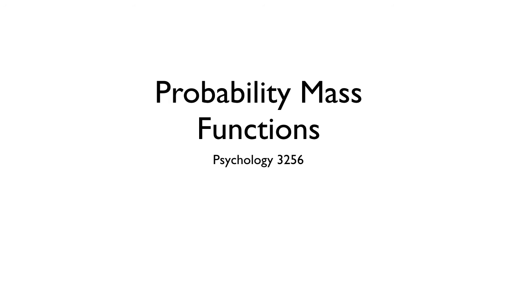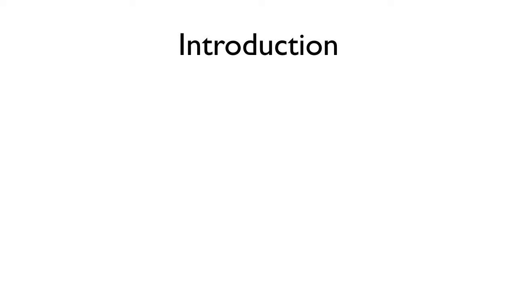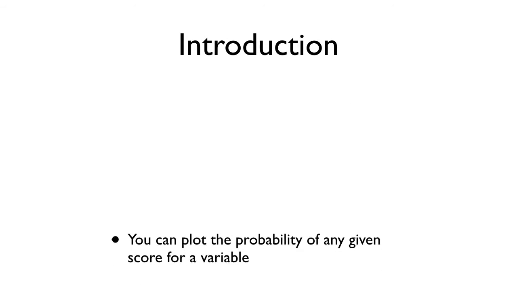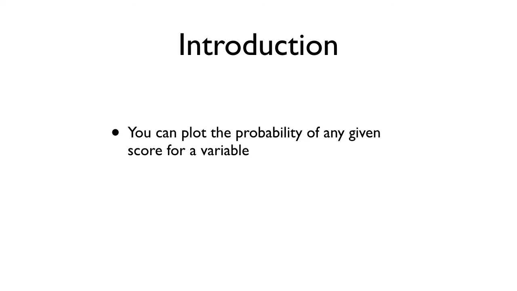Okay, so today we're going to talk about probability mass functions or probability functions, whatever you want to call it. Doesn't really matter. That's a good enough name. One of the things you can do, and we do this with Z tables, T tables, those kinds of things, we do this all the time, is plot the probability of any given score for a variable.